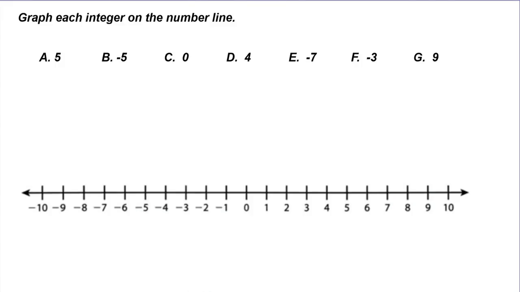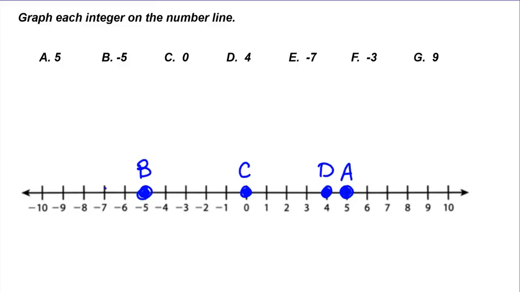So A, I'm going to find 5 on the number line, and that is located right here. So I'm going to put a dot, and I'm going to label that A. And then B is at -5, so that's to the left of 0 over here. There's B. C is at 0, so that is right here. Label that on the number line. There's C. D is at 4, which is right here.